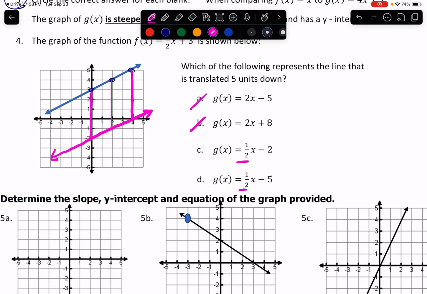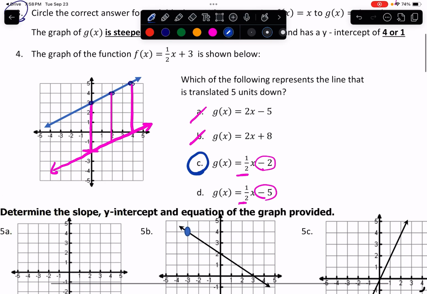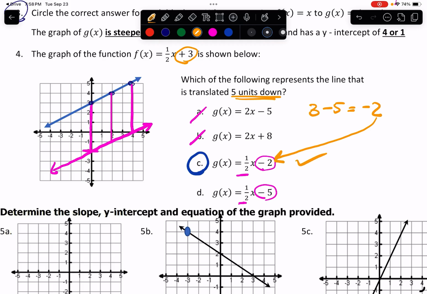Okay, so let's see. Is my y-intercept at negative 2 or is my y-intercept at negative 5? So let's look and see. It looks like this is negative 1, 2. So my y-intercept is going to be at 2. So there is the graph that has been shifted down 5. Now wait a minute. It says translated down 5. Okay, hold on a second. So we start at 3, and then I go down 5. So 3 minus 5 is going to give me negative 2. Okay, perfect. Check. Awesome. That's the right answer.